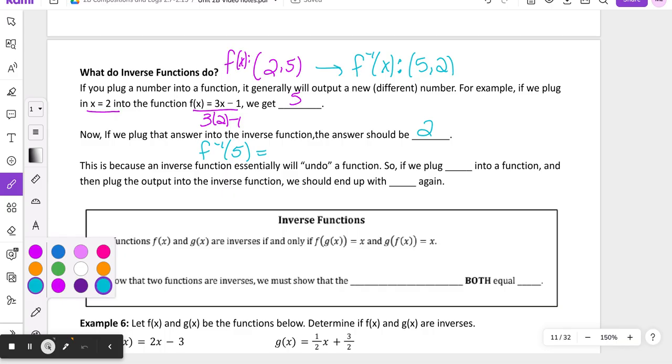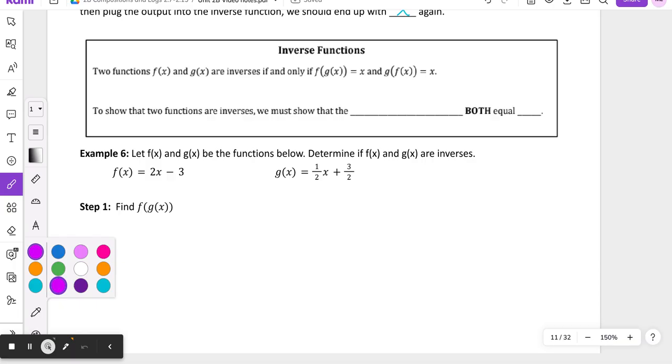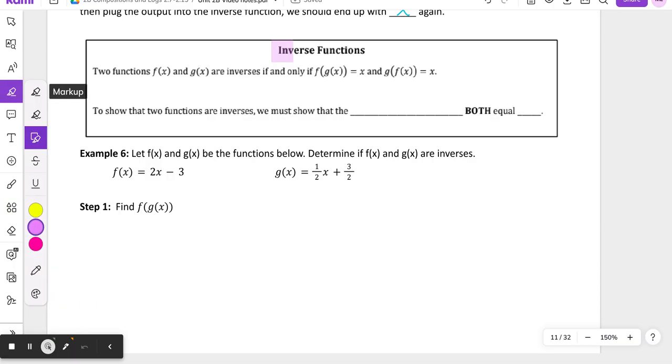So the input on the function will give us an output. If I take that and put that back in the inverse, I should get back to the original input, because an inverse undoes a function. So if we plug x into a function, we get an output. If we plug that output back in, we should get x again. So that comes down to this last little idea we're going to deal with.